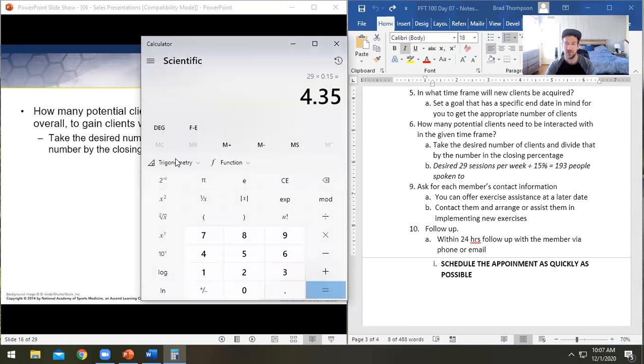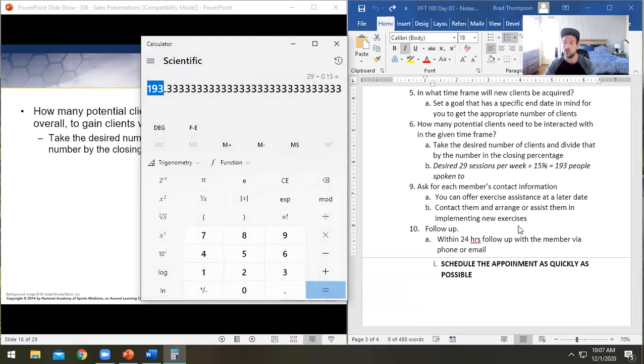That's totally not how we're doing that, actually. What am I talking about? I literally have it written down here. Can't remember how to do math. 29 divided by 0.15. Good Lord. That means that you need to talk to 193 people, which sounds like a lot.